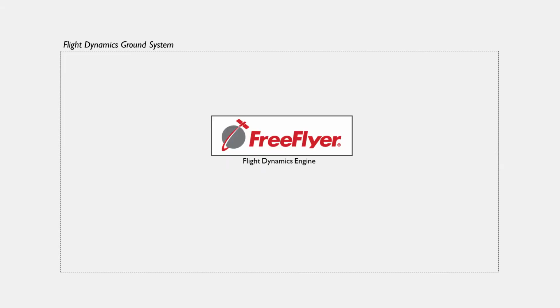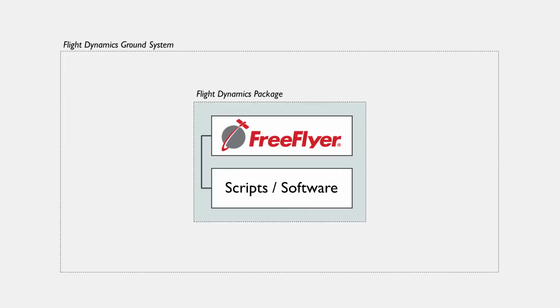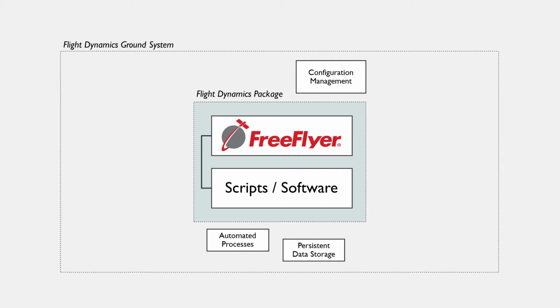So let's take a look at how we typically set up flight dynamics for a mission's ground system. Generally, we start with a flight dynamics engine. In our case, we use FreeFlyer. We bundle FreeFlyer with a set of scripts and software, which together perform flight dynamics tasks required on a mission. And as the ground system continues to be developed, we add additional components and layers to handle all the various needs and capabilities of our target mission.